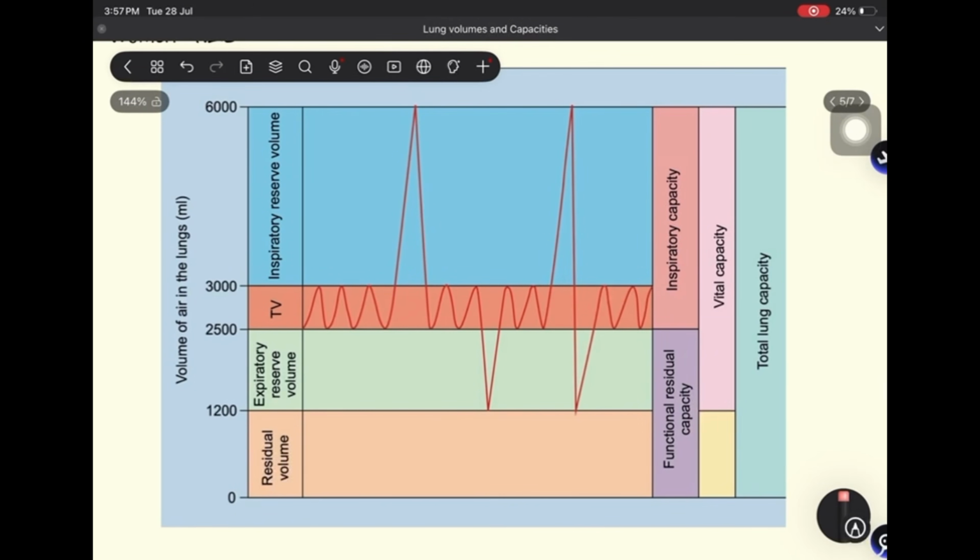This figure is very important. You have to study this figure. It shows the different volumes and the capacities. As you can see, the different capacities are the combination of various volumes.